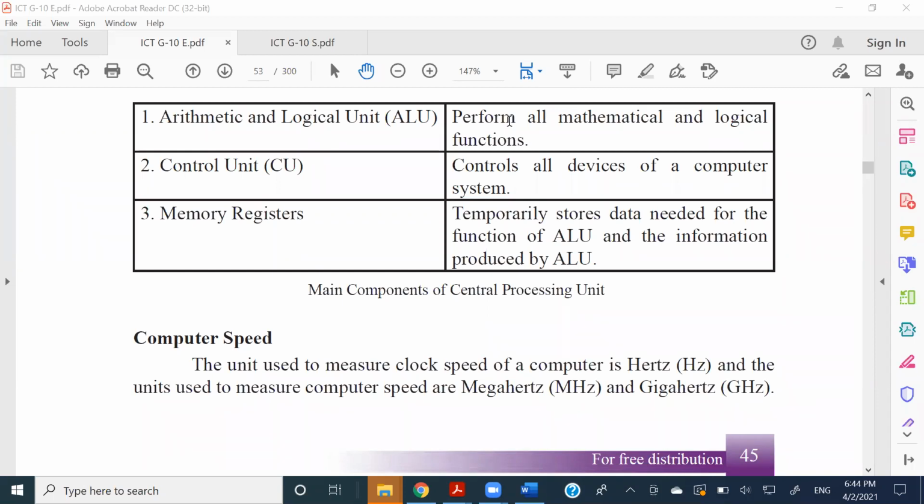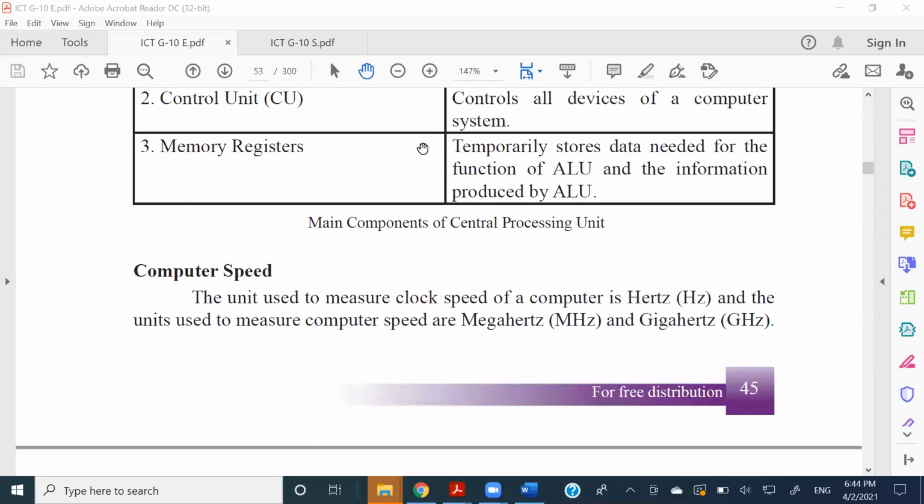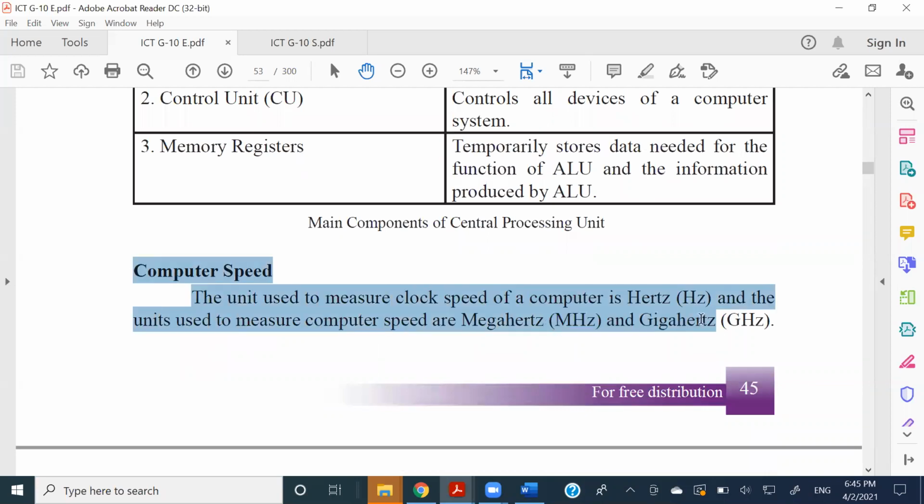So let's write about the computer speed and then jump into the memory, right? So today we have to talk about the memory, right? Before that, please copy this down, the entire thing regarding the computer memory.